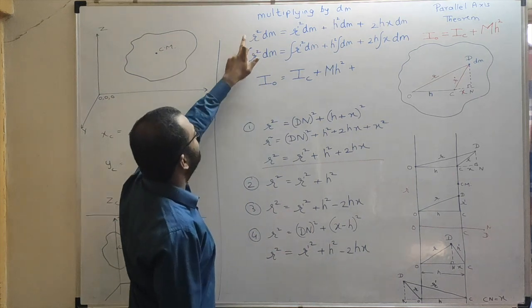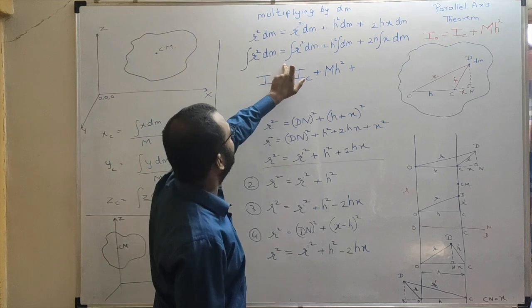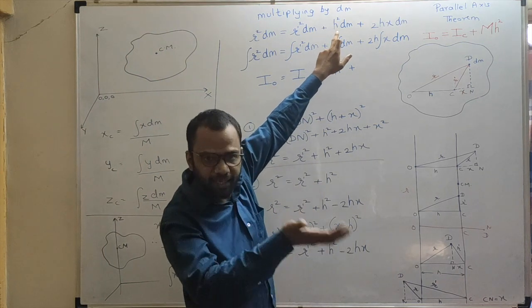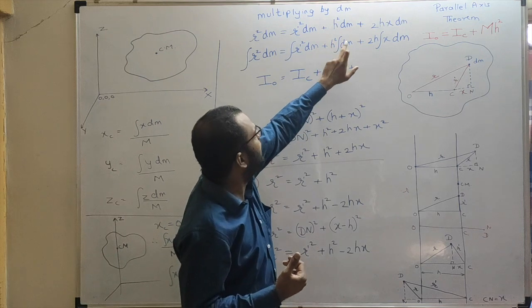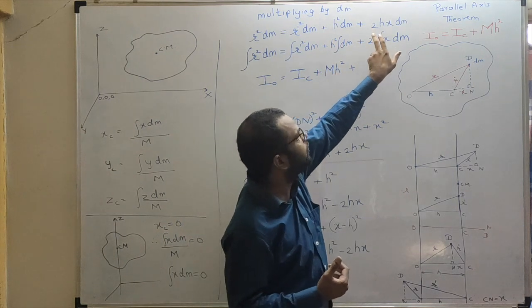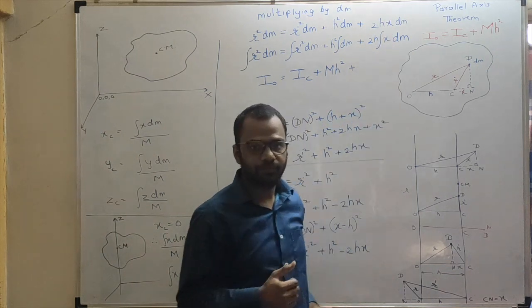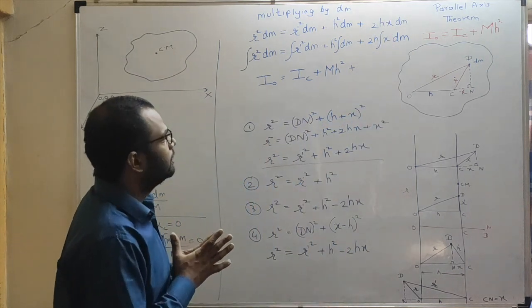Now integration of this will become integration of r square dm. This will become integration of r dash square dm. Now since h is constant, I can take it out of the integration. So plus h square integration of dm, plus again twice h, since h is constant, taken out of the integration, twice h integration of x dm. Clear?